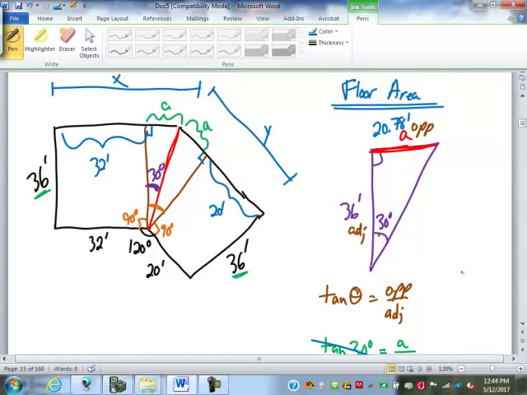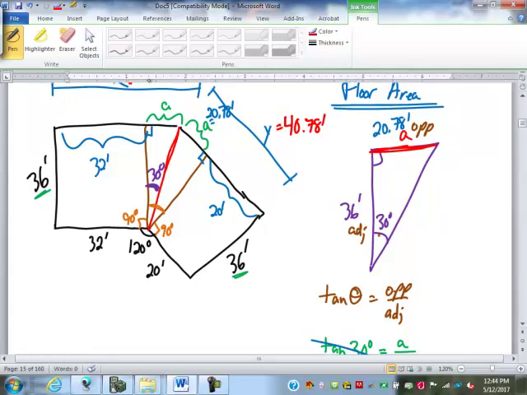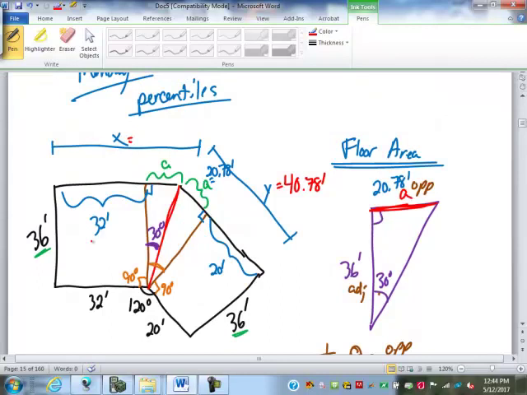Well, that is a huge piece of our puzzle here. If this is 20.78 feet here, what is y? 40.78 feet. Good. And what is x? 52.78 feet. Good. Just 32 plus the 20.78. So I've got those dimensions already. My area can be really, really simple.